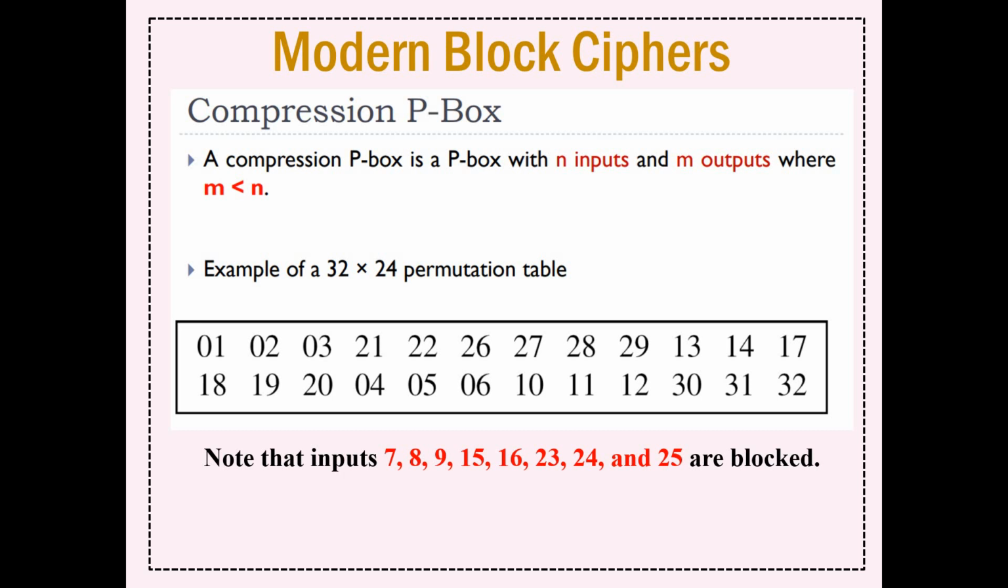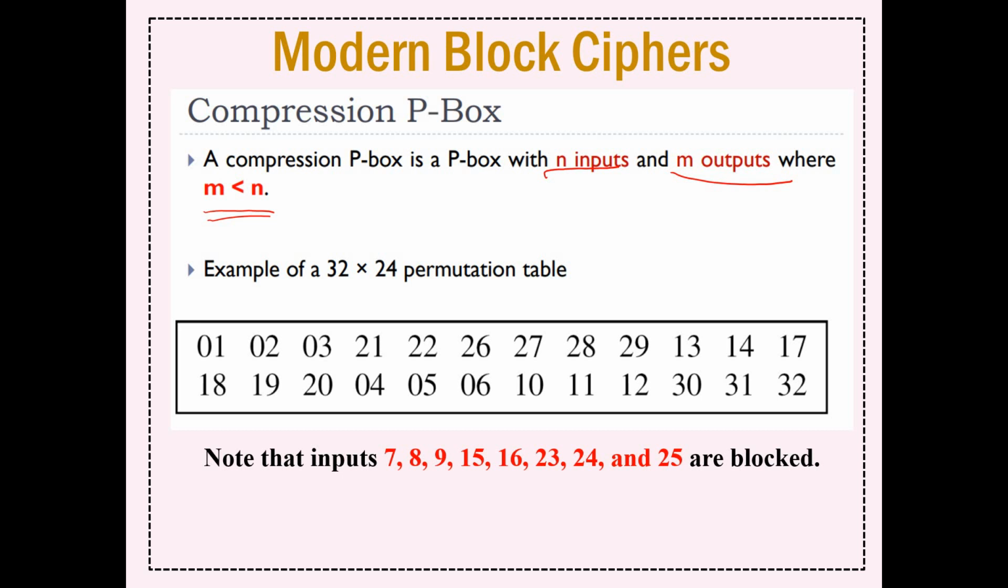Then comes another example. You can see that this is a compression box. That means we are compressing the input. In a compression box, we have n inputs and m outputs. In the diagram I already showed you that if there were 5 inputs, we are getting only 3 outputs. The same condition is given over here: m is less than n, so the output is less than the input.